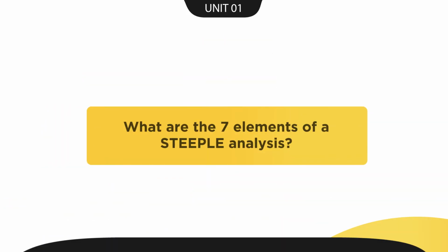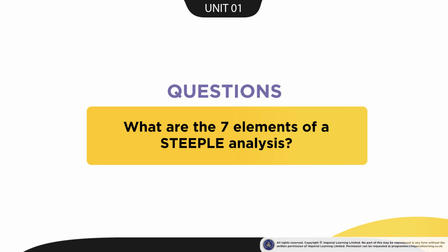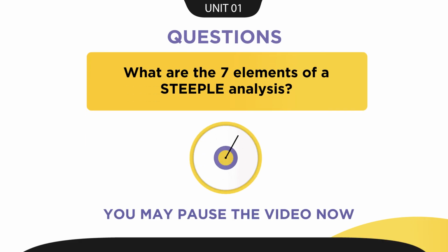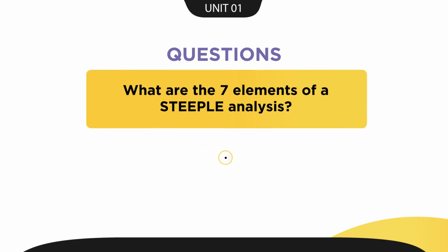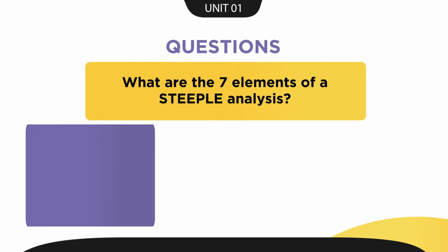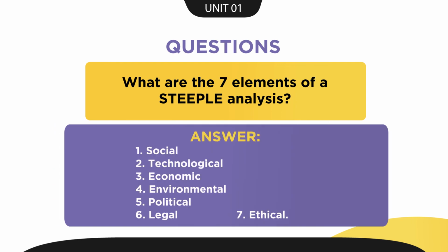I'm going to ask you a question, and that is, what are the 7 elements of a STEEPLE analysis? Have you had time to think about that? They are social, technological, economic, environmental, political, legal, and ethical.